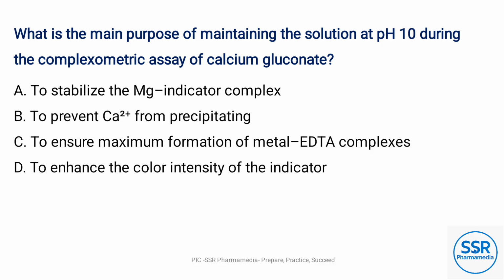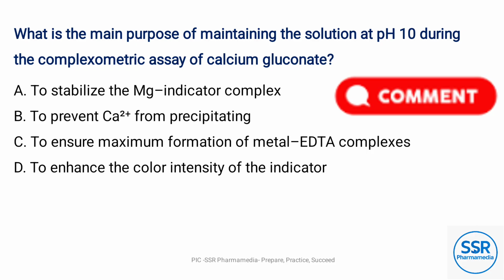What is the main purpose of maintaining the solution at pH 10 during the complexometric assay of calcium gluconate? So answer in the comment box.